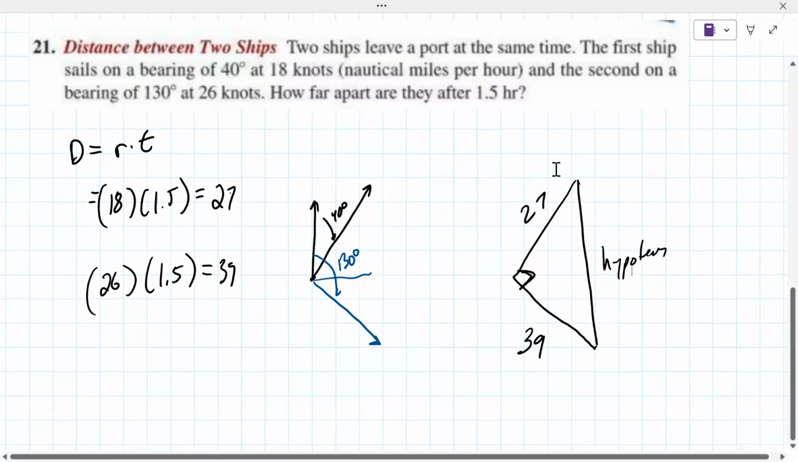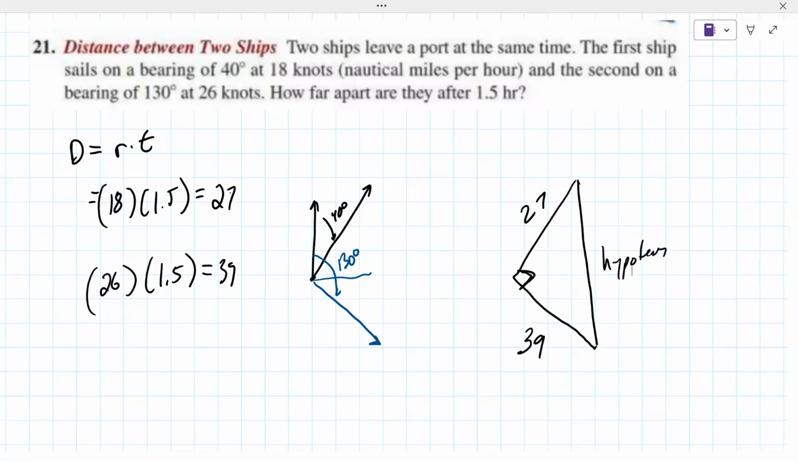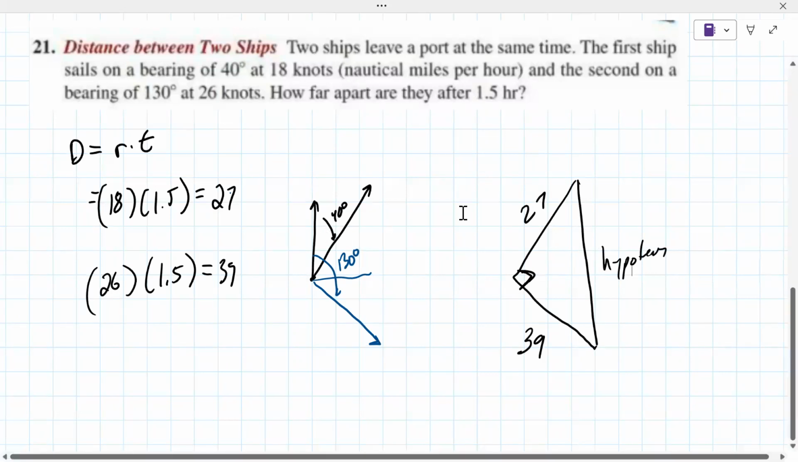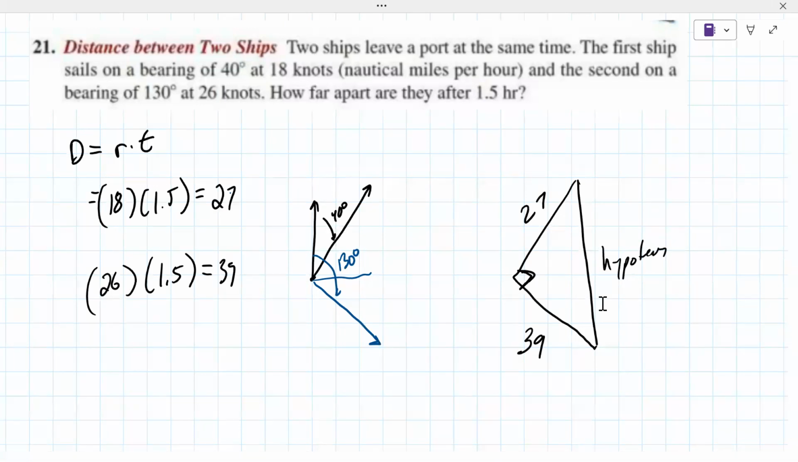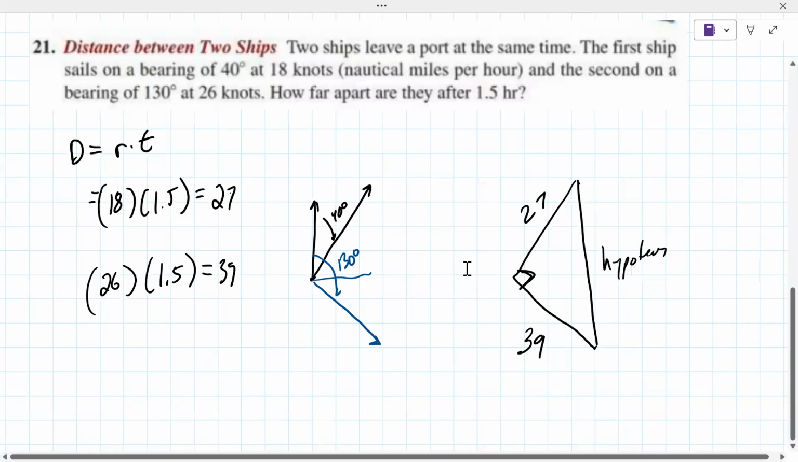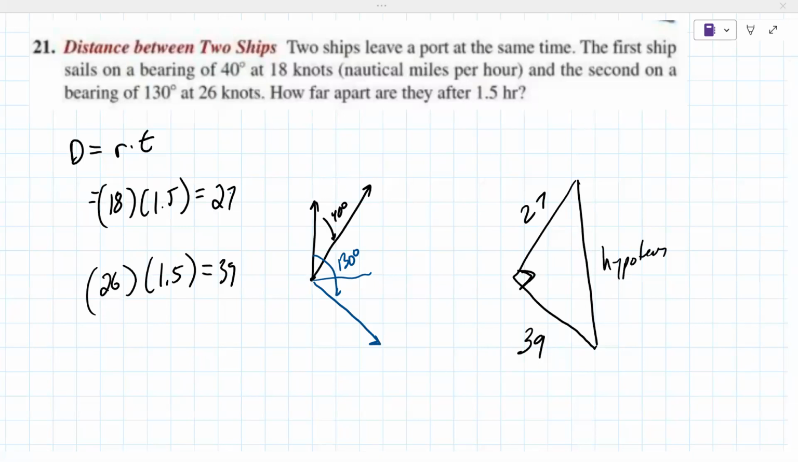So we didn't use sine, cosine, or tangent in this one, but we could have. We could have found this angle up here or this angle down here, maybe. We didn't need to do all that, but we could have, because it was 90 apart. That was the big thing. They're 90 apart. That's really a big deal.